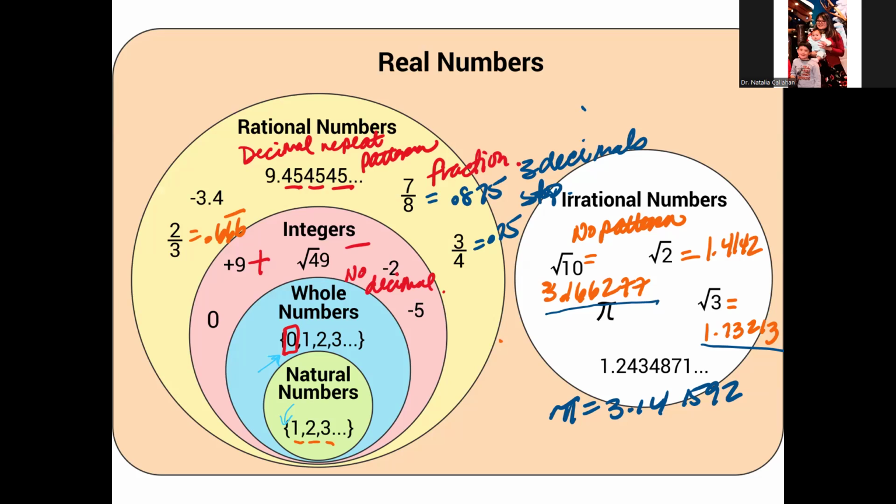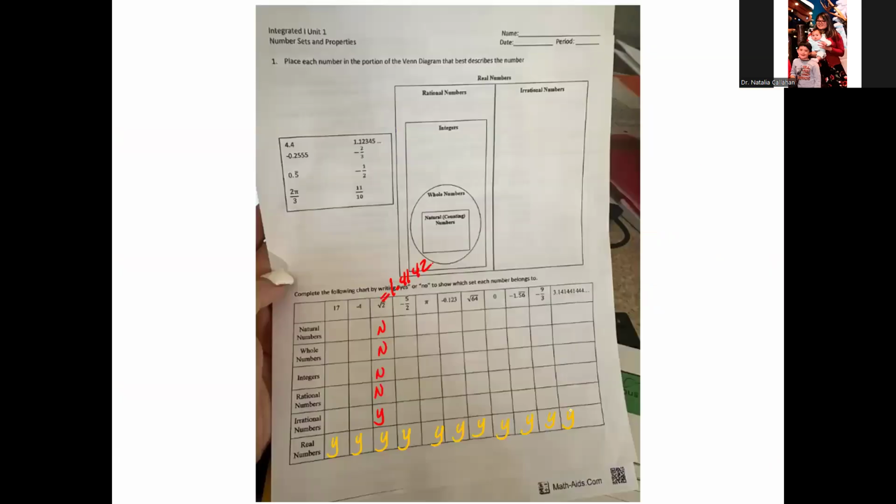Everything is a real number, right? Everything is going to be a real number. Yeah, so that's why I put yes for all of them right here. Do you see that? Okay.